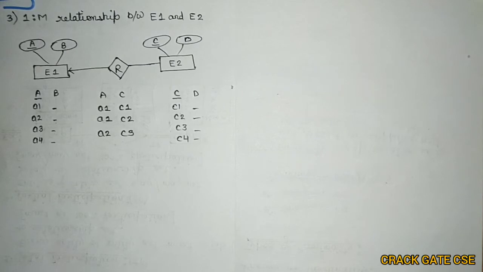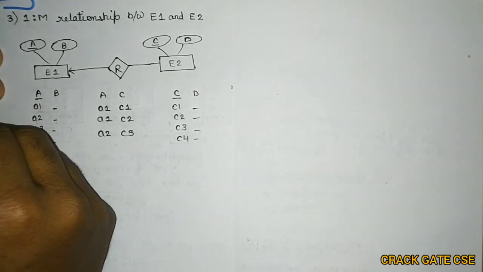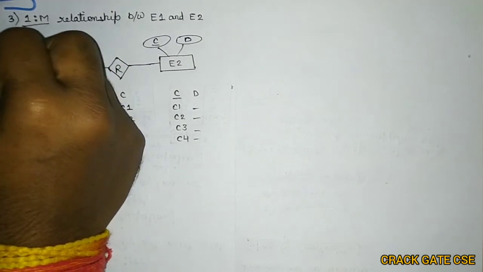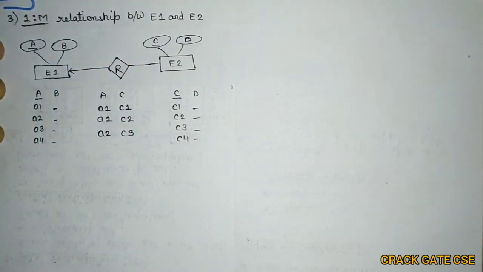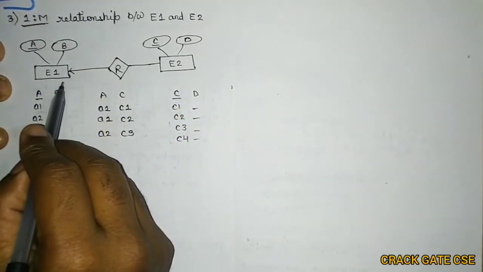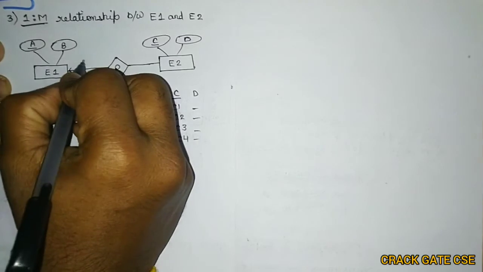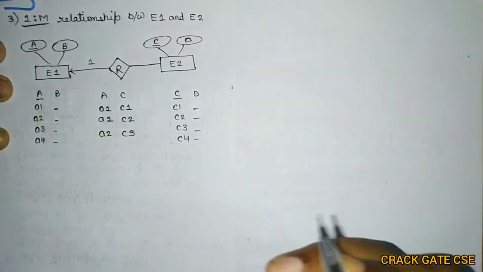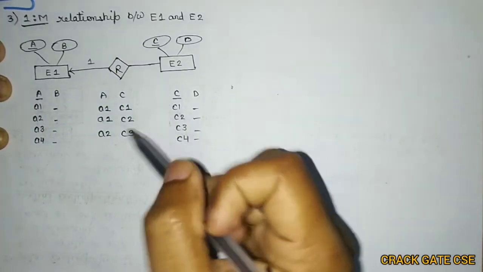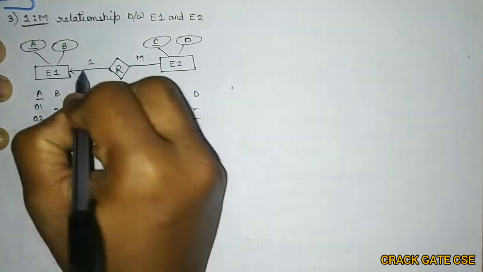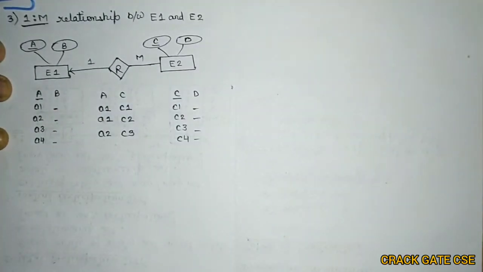So now let's start with the minimization of ER diagram. In this video I'll be talking about a one to many relationship, or one to many mapping, along with partial participation. Here you can see that there is an arrow, that means this is the one side, and there is no arrow, that means it is the many side. So this is a one to many relationship.